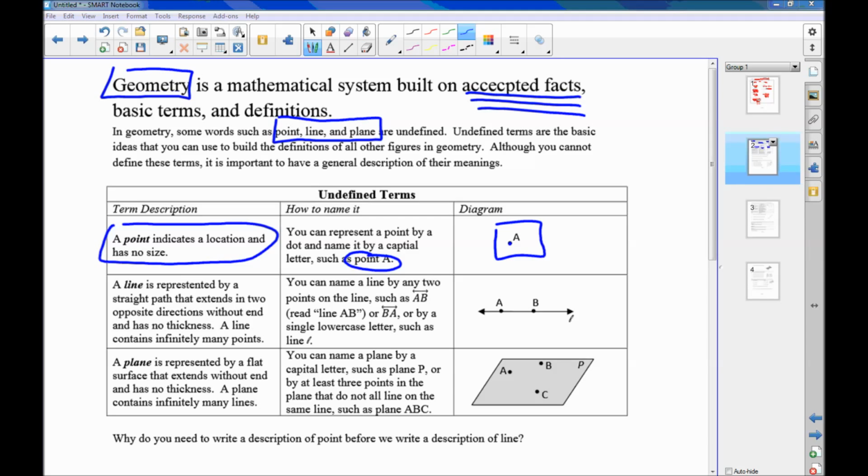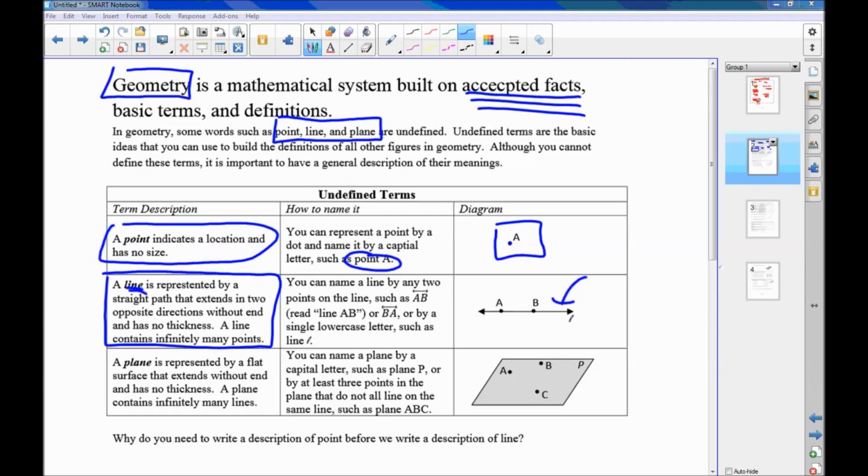Now, a line is represented by a straight path that extends in two opposite directions without end, and it has no thickness. So we took something that had no size at all, we put a whole bunch of them in order together in a line, and notice I'm using the word line in the definition of line. This is why we can't define it, but we all know what it means. So we put them all in a row, and then suddenly we have a line. So now we have one-dimensional space, something that goes left and right only. It has no width and no depth.